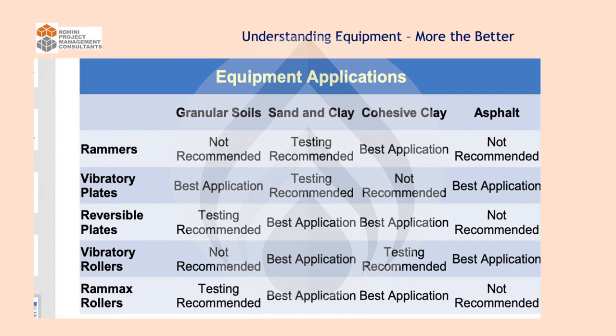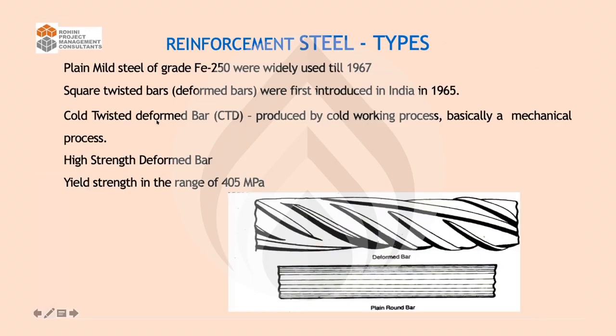Now, depending on the type of soil, what is the best application, you can understand in this, right? So, for example, let us say vibratory rollers. Best application is at sand and clay, that way, right? So, let's move further. The second component we are going to study is steel.